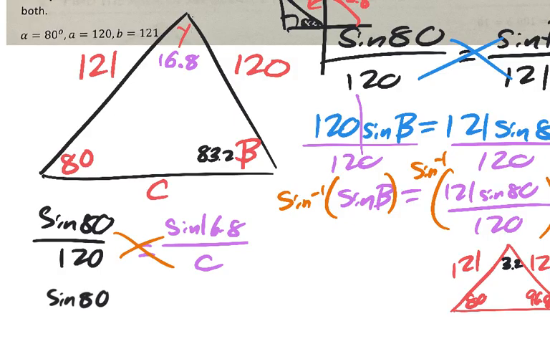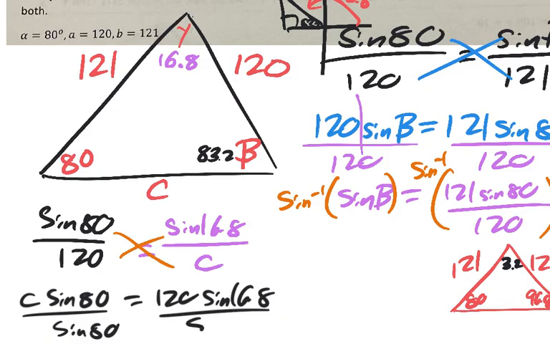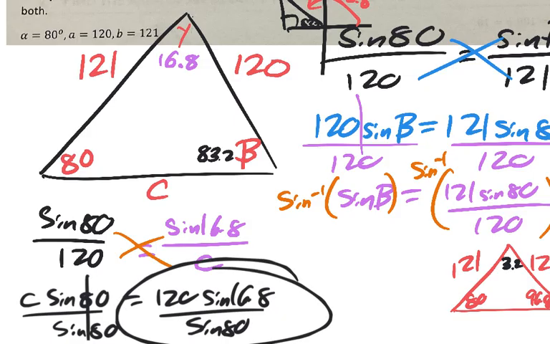Sine 80 times c equals 120 sine of 16.8. Divide by sine 80. So whatever I get when I type this in. You don't have to do inverse sine, do you? Because I don't. You're finding the side. You only do inverse sine when you're finding the angle, right?